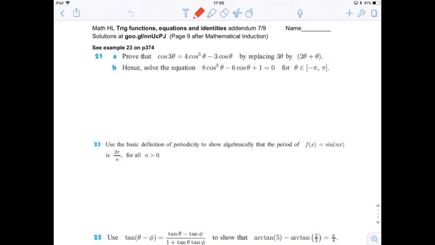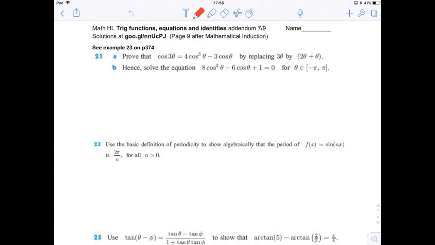Page 7 of Trig Equations and Identities Addendum. Number 21. Prove that cosine of 3 theta equals 4 cosine cubed theta minus 3 cosine theta by replacing 3 theta by 2 theta plus theta.